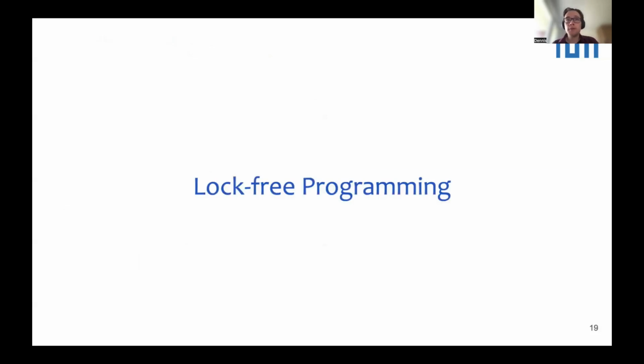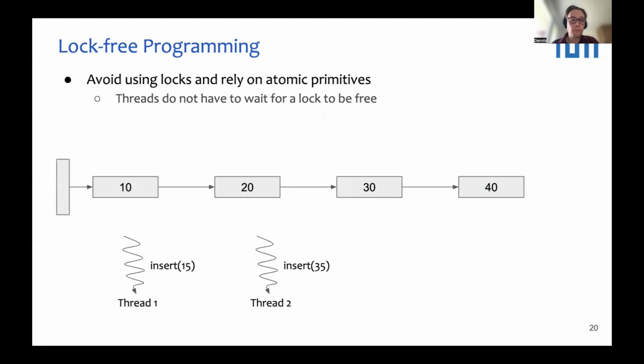Okay, so now we have seen the mutexes, and we move on to lock-free programming. In contrast to using locks, we can also avoid locks altogether and rely only on the atomic primitives provided by hardware, of which we already saw an example, which was the read, modify, write instruction. The advantage of this is that threads do not have to wait for the lock to become free.